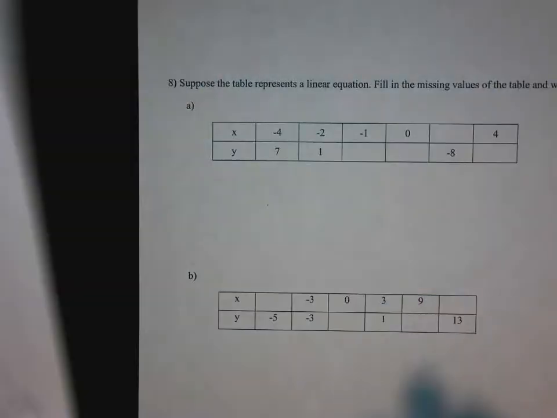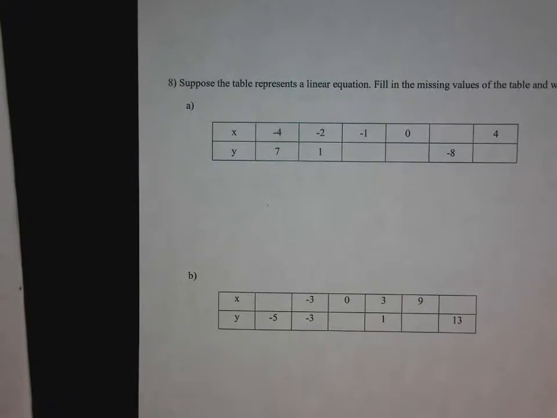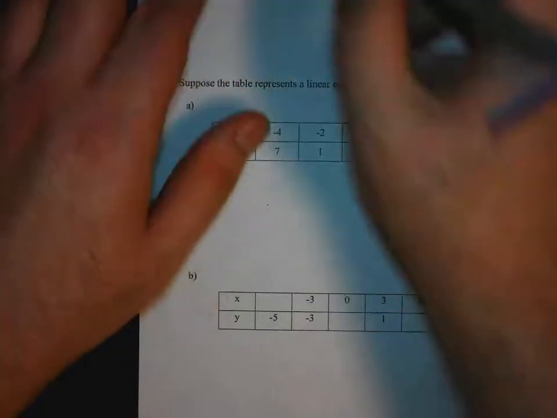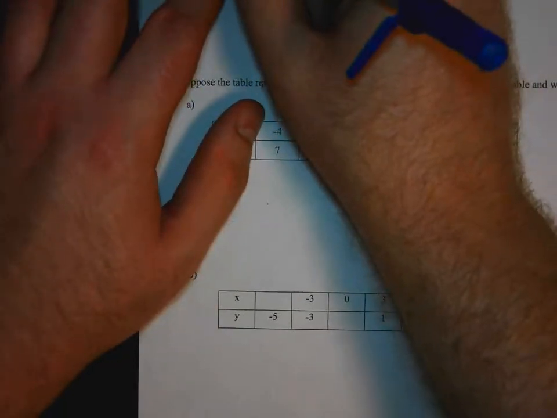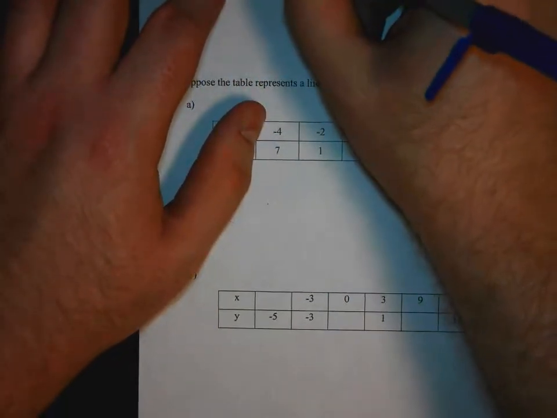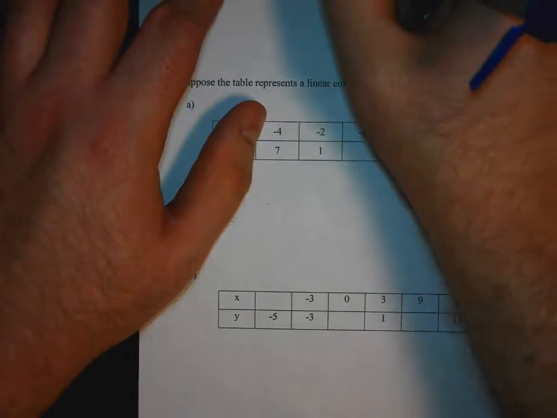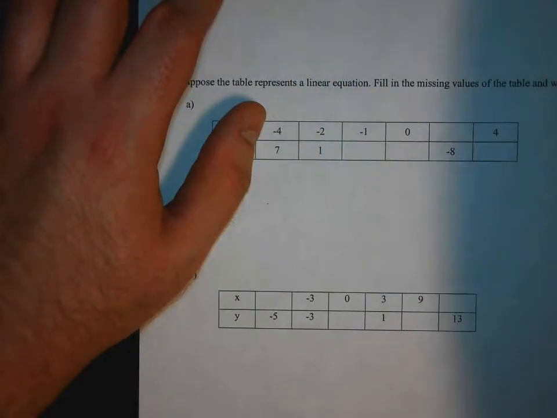Okay, moving along to part C. Now we have a horizontal table, but don't let that throw you off. The x values change from 0 to 1 is adding 1. From 1 to 2 is adding 1. From 2 to 4 is adding 2. 4 to 6 is adding 2.